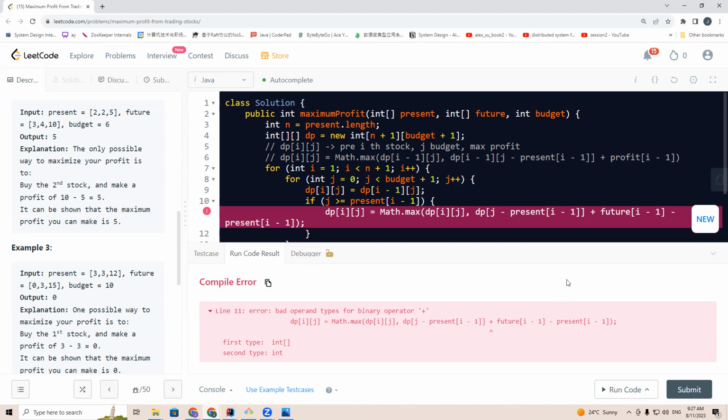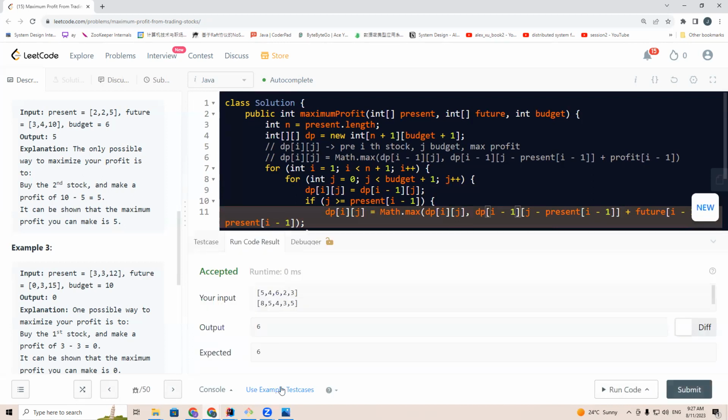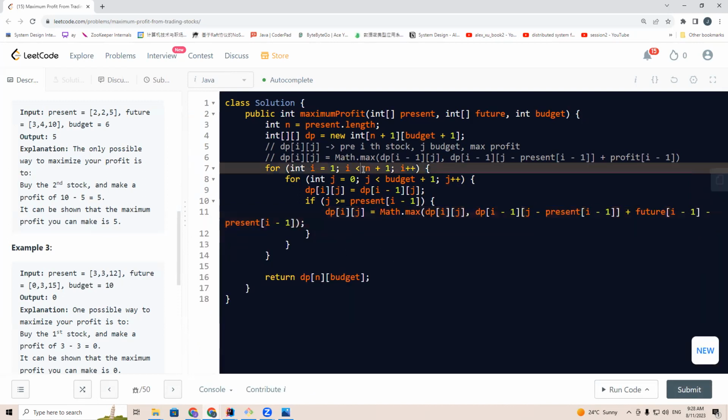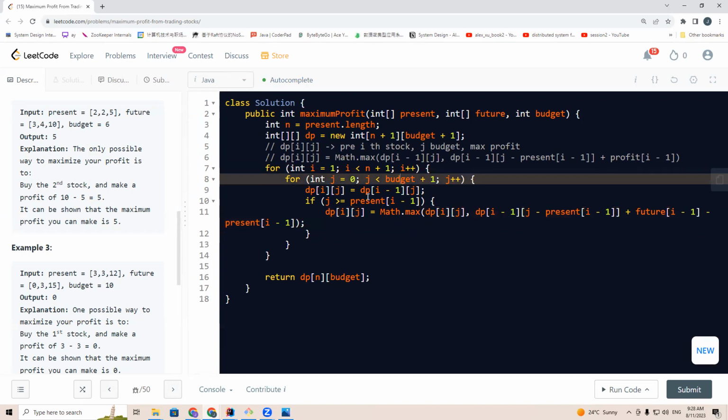Next, this is also i minus 1, we should have this in two dimensions. Doing it like this has a time complexity of n multiplied by budget, but we know for the 0-1 backpack problem, every DP state comes from two values. That is, dp[i][j] comes from dp[i-1][j] and also dp[i-1][j - something].